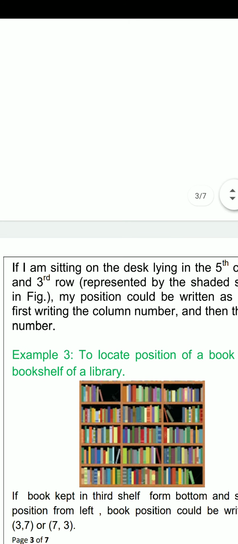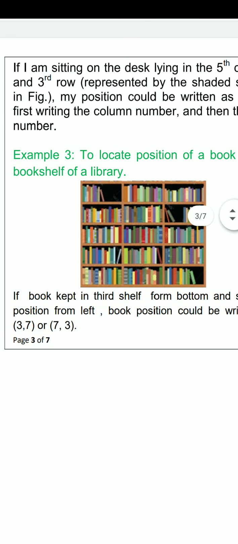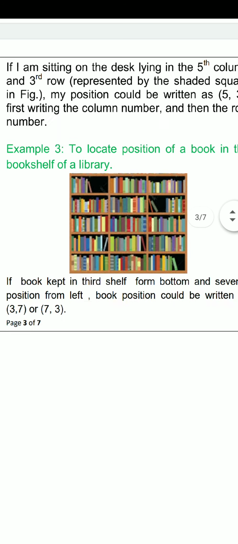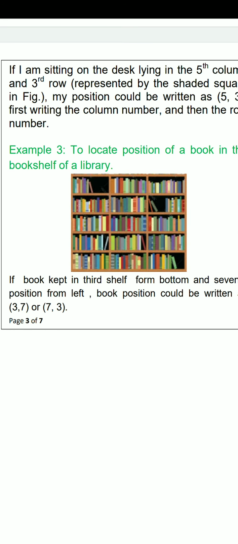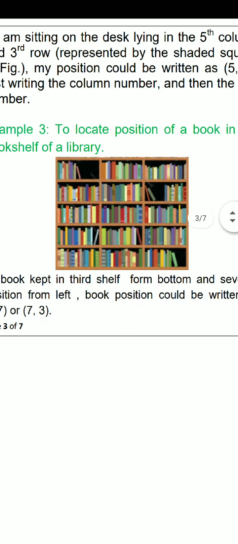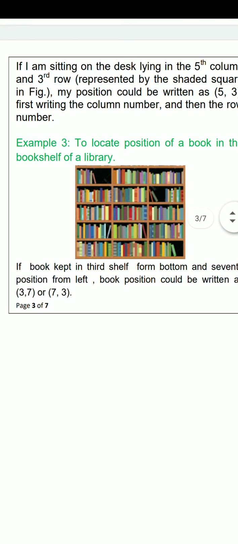Now see the third example. To locate the position of a book in the bookshelf of a library without going in the library, and if you want to show any student where the book is kept, we need two pieces of information. First, shelf number, and second, book number.